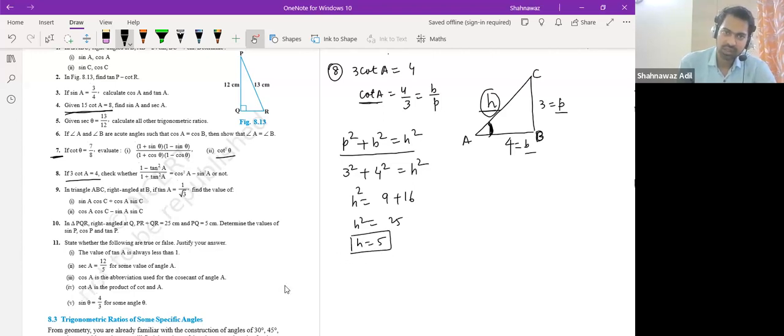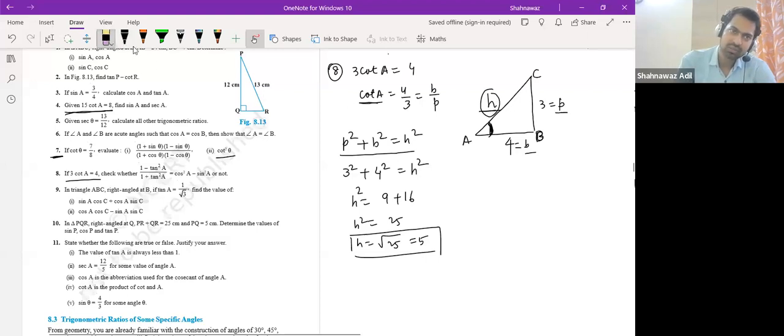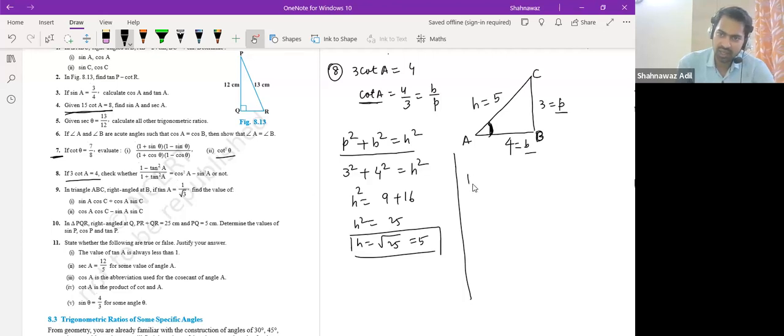Yes, Ashok, you are correct. So h is 5. Let me write this: root of 25, which is 5. So now I know this h, right, Amar? I know h, which is 5. So can you tell me what is tan A?